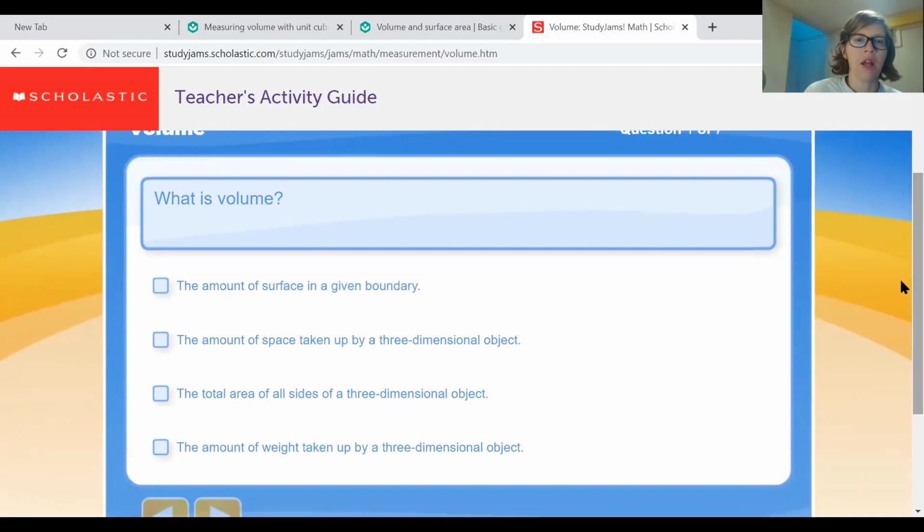Is it A, the amount of space in a given boundary? B, the amount of space taken up by a three-dimensional object. C, the total area of all sides of a three-dimensional object. Or D, the amount of weight taken up by a three-dimensional object. All right, you choose the best answer, and then we will check them at the end.